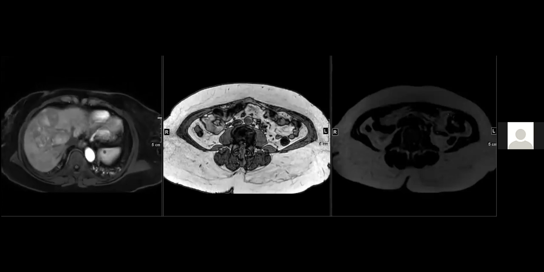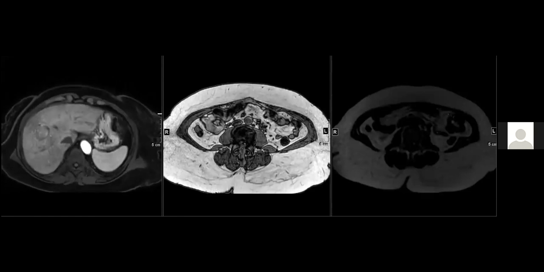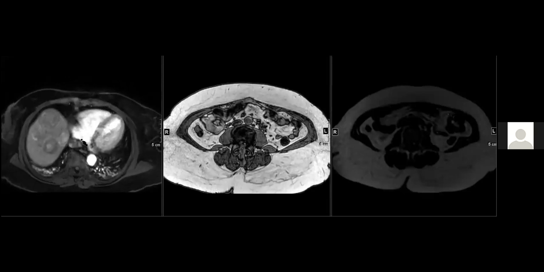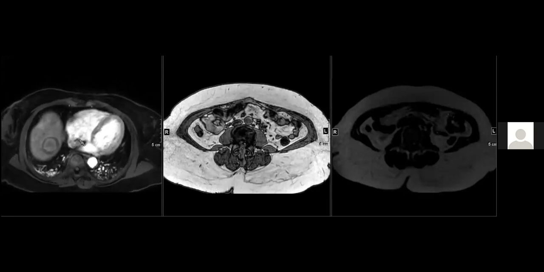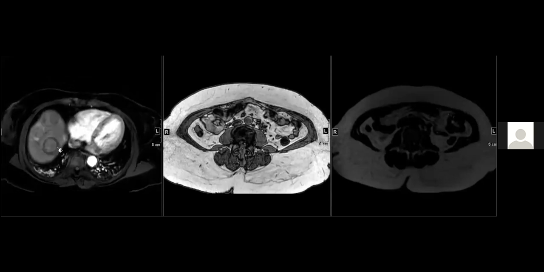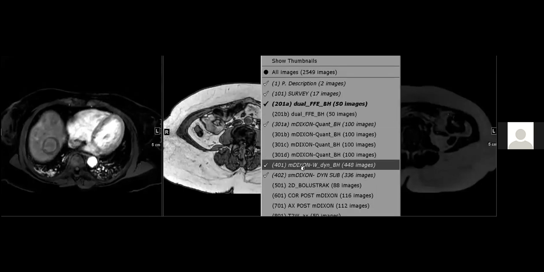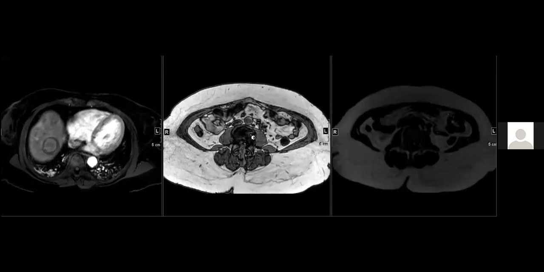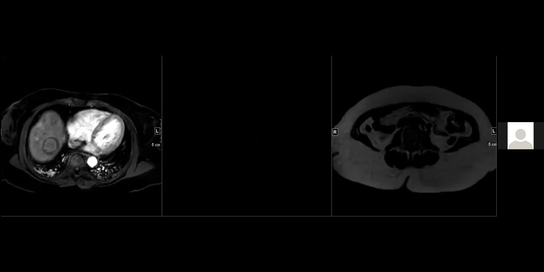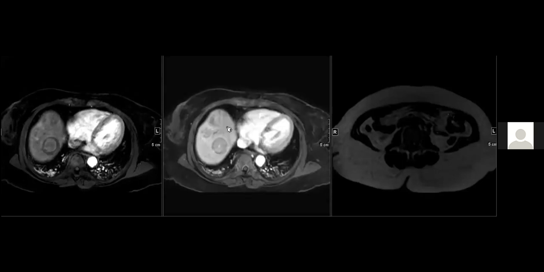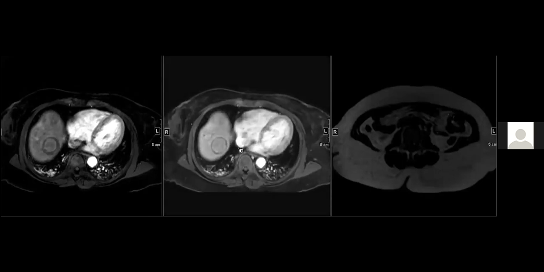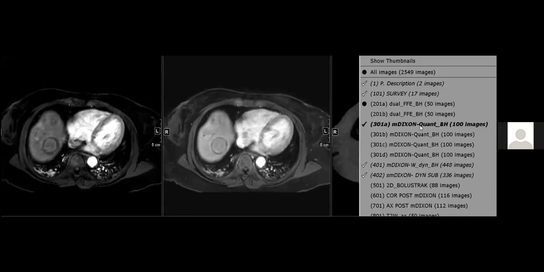So what you see is multiple lesions in this patient. And the reason it was called metastases is based on this lesion. This particular lesion was described as having a targetoid appearance. You can see it does have a center which is distinct from the periphery. So, like so, right? And open up the diffusion.